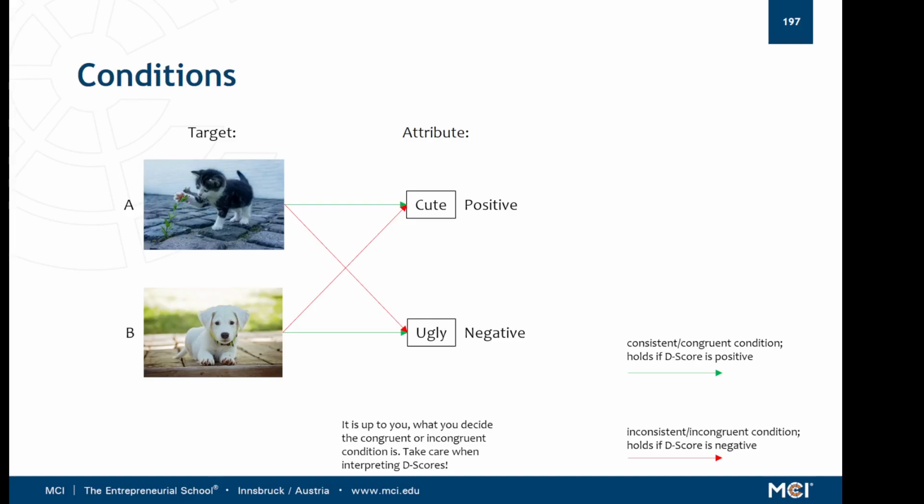But the problem with the milliseconds is that some people are just slower and some people are faster. In order to have a kind of absolute value, you need to divide the value of each person by the standard deviation. And we have 2 types of D-score that we calculate. We have the Cohen's D and we have the D-score.